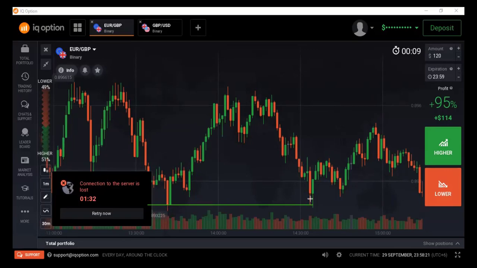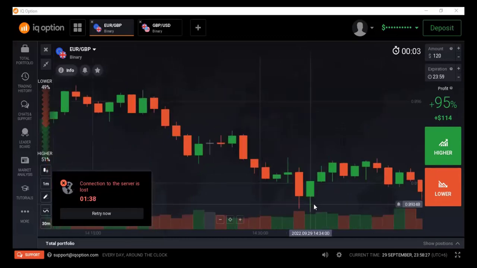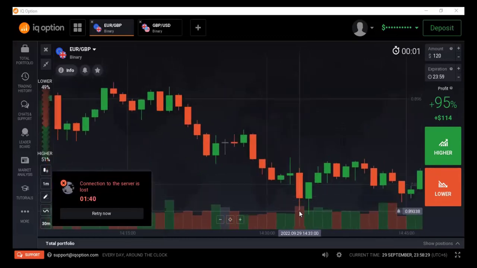That means these buyers strongly rejected from this support level and finally this candlestick closed here. So that means in this candlestick, buyers are stronger than the sellers. That's why the next candlestick again goes up.